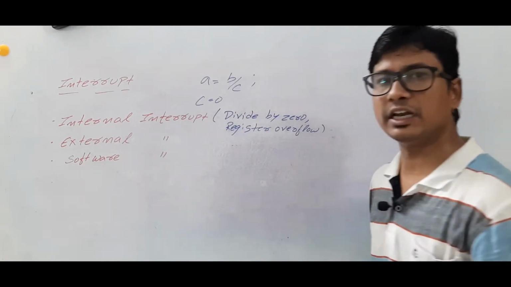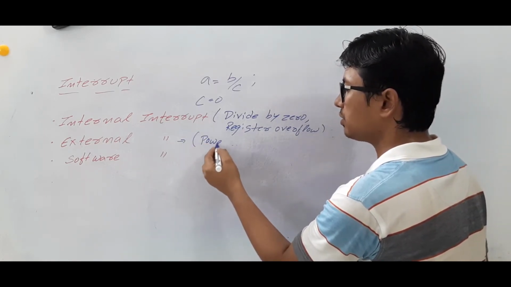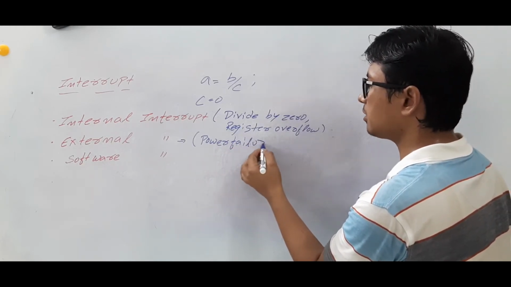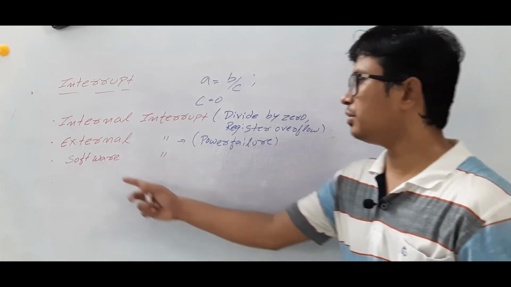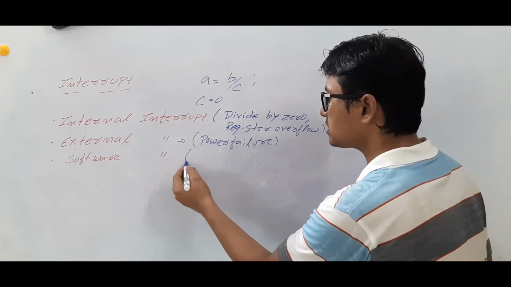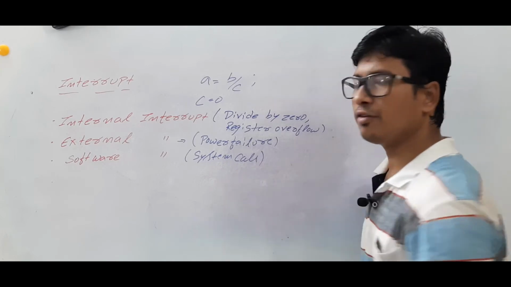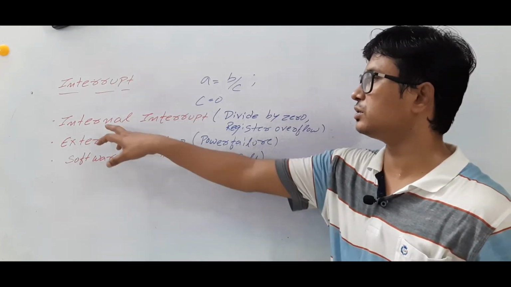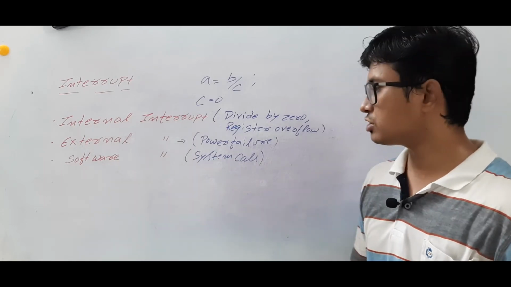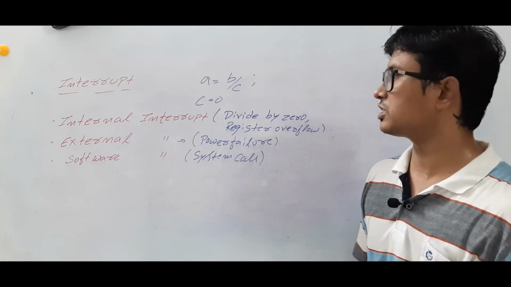Now what is an external interrupt? An external interrupt will occur whenever there is a power failure or a hardware device failure. All these times the external interrupt will occur. Now what is a software interrupt? Whenever you are calling a function, if you are calling a system call, we call it a software interrupt. I hope you have understood the internal, external and software interrupts. The software interrupt occurs whenever you call system calls.